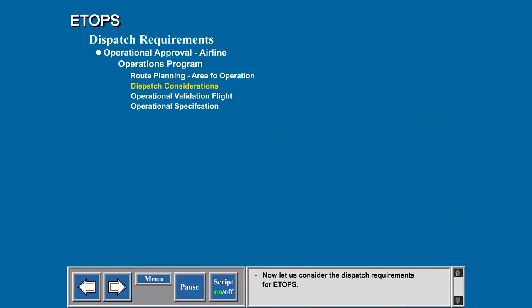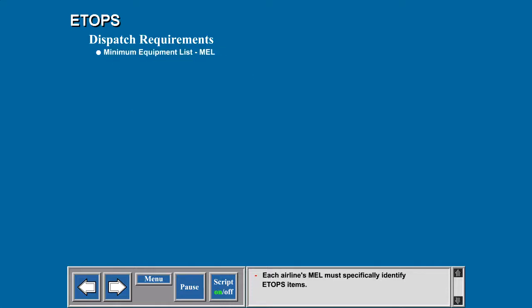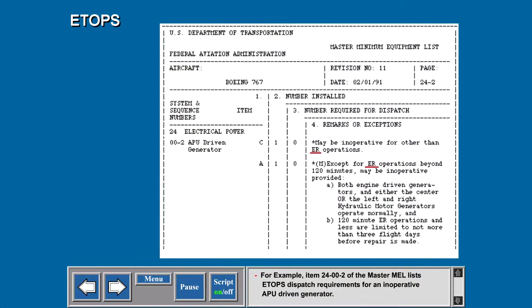Now let us consider the dispatch requirements for ETOPS. Each airline's MEL must specifically identify ETOPS items. The FAA Master MEL identifies ETOPS constraints by using the abbreviation ER. For example, Item 24-00-2 of the Master MEL lists ETOPS dispatch requirements for an inoperative APU-driven generator.